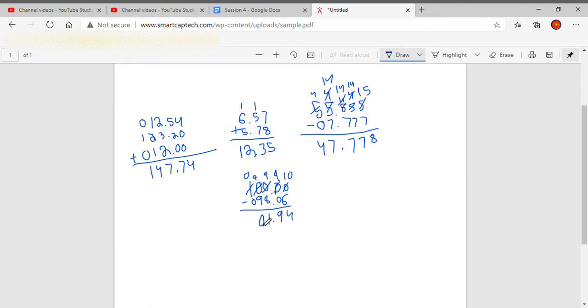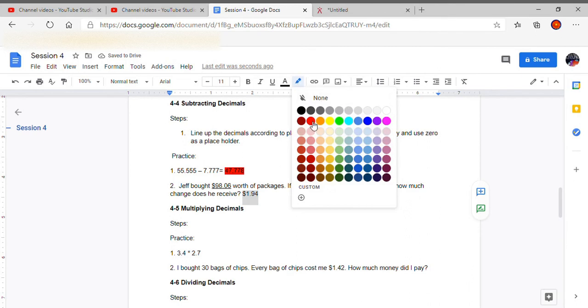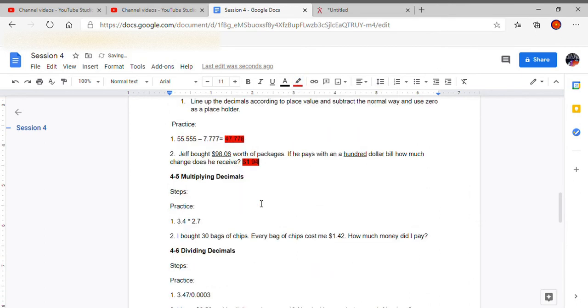So the answer would just be, you can forget about the 0 now. It won't change the value. So the answer is $1.94 worth of change. Okay. Now on to 4-5, multiplying decimals.